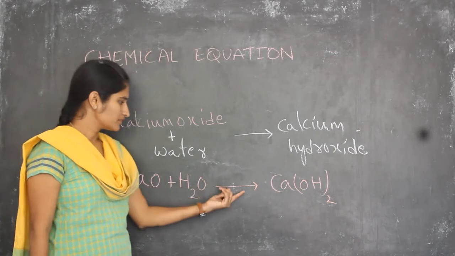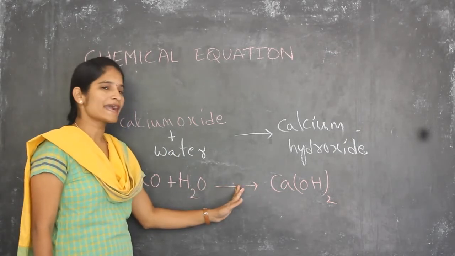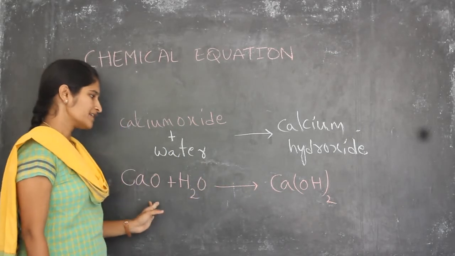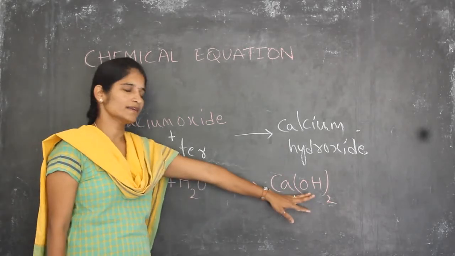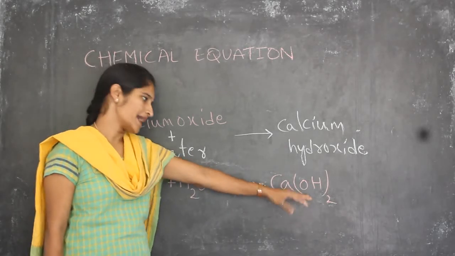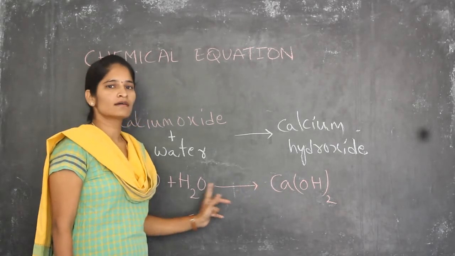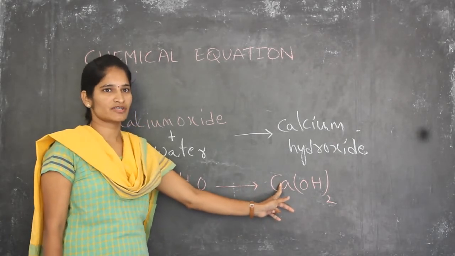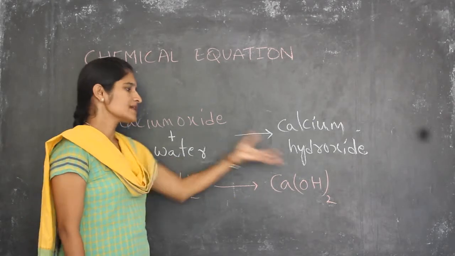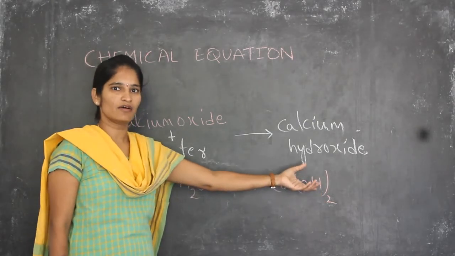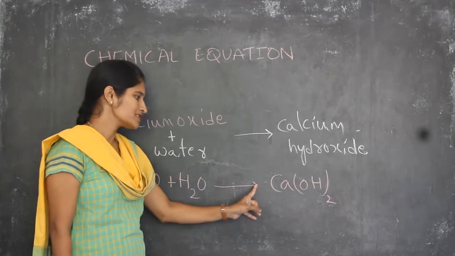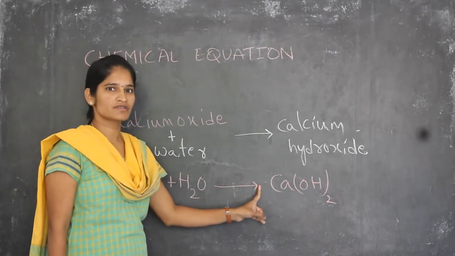Reactants are written on the left side of the arrow and the products are written on the right side of the arrow. The arrowhead indicates the direction of reaction. That means it shows what the reactants are and what new substances are formed. So the arrowhead always points the direction of change.